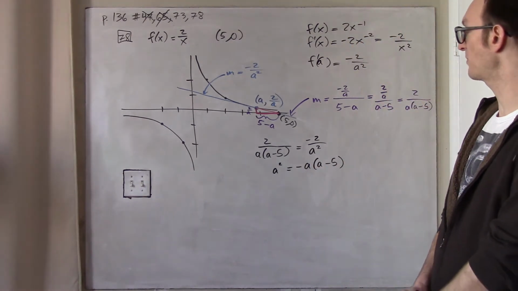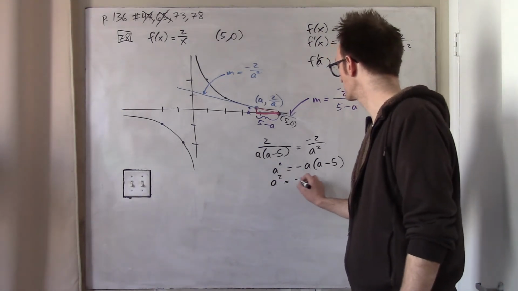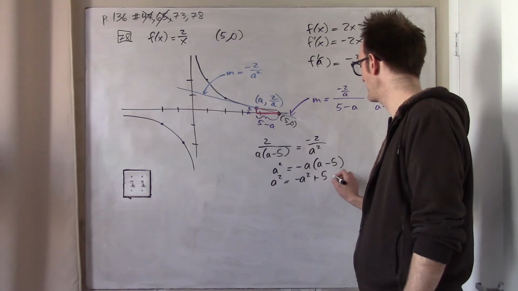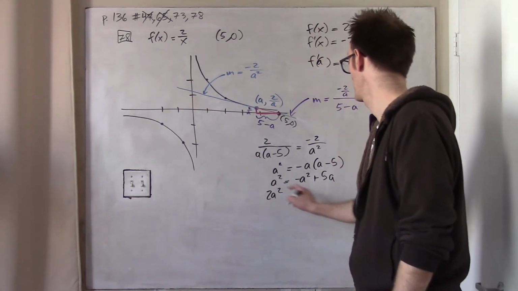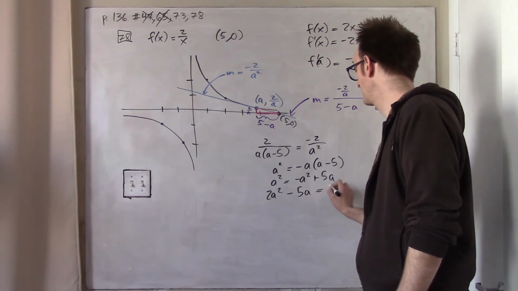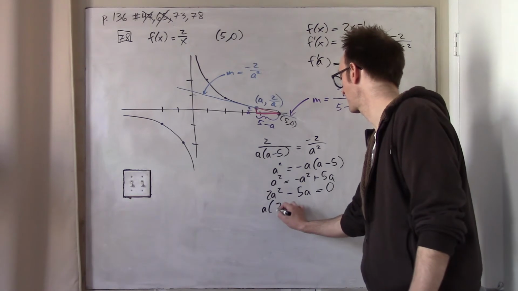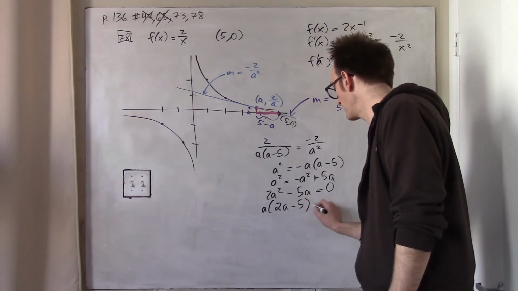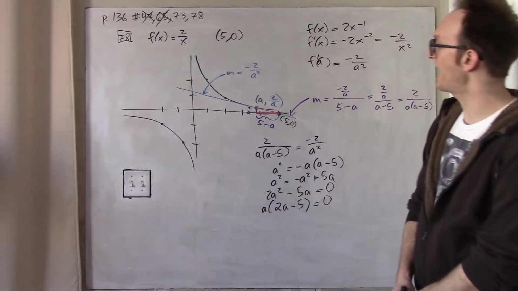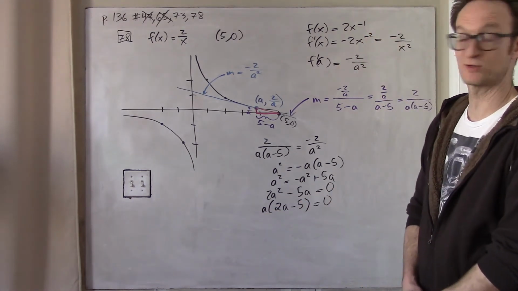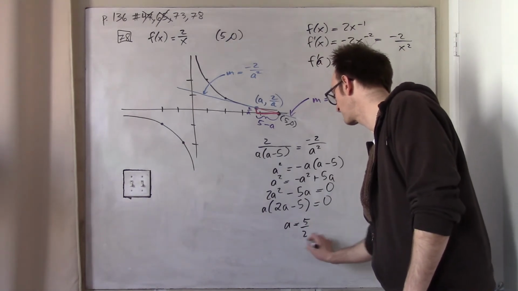Assuming I did that right, sure I did. So that's a squared equals negative a squared plus 5a. And what do I get? 2a squared minus 5a equals 0. So factoring out an a, again I'm being careful, you might even say overly careful, because I didn't want to lose the solution a equals 0, but the a equals 0 solution is nonsense. So there's only one real solution, which is 5 halves.